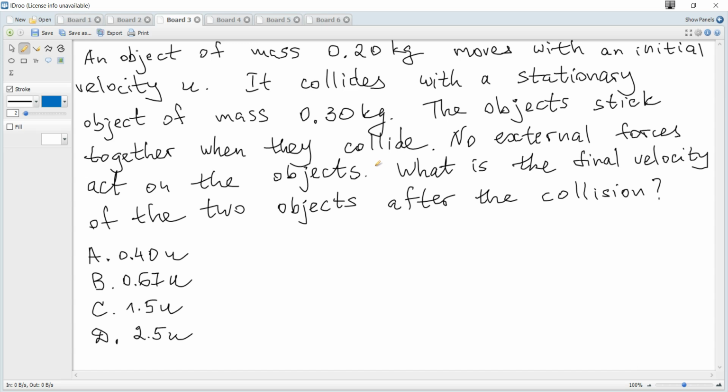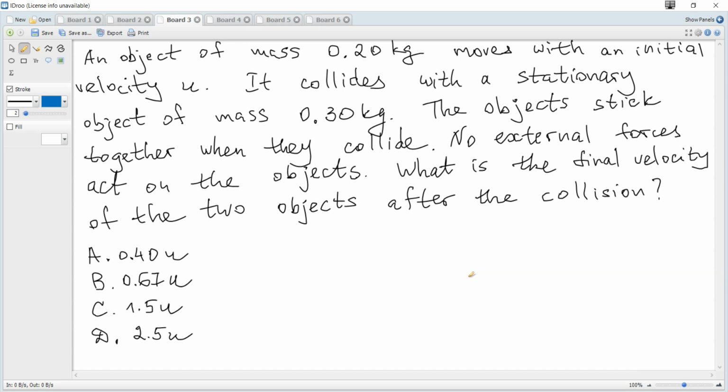An object of mass 0.2 kilograms moves with an initial velocity u. It collides with a stationary object of mass 0.3 kilograms. The objects stick together when they collide. No external forces act on the objects. What is the final velocity of the two objects after their collisions?